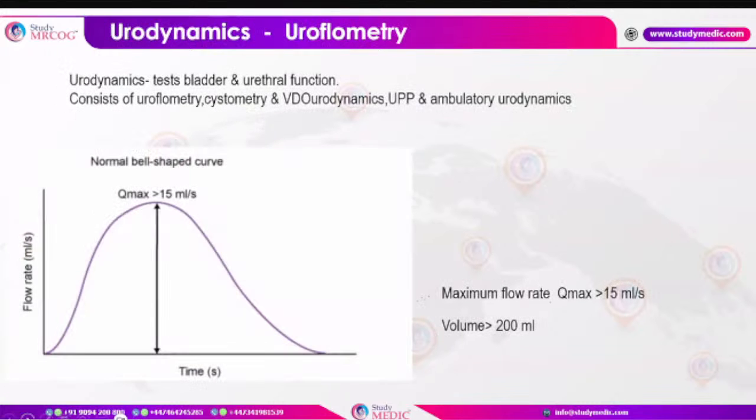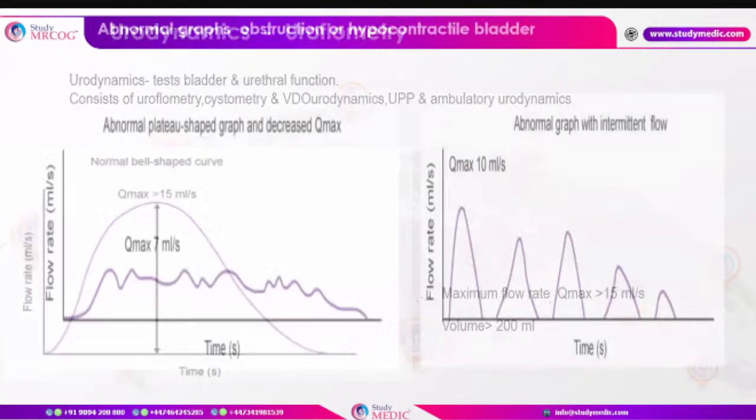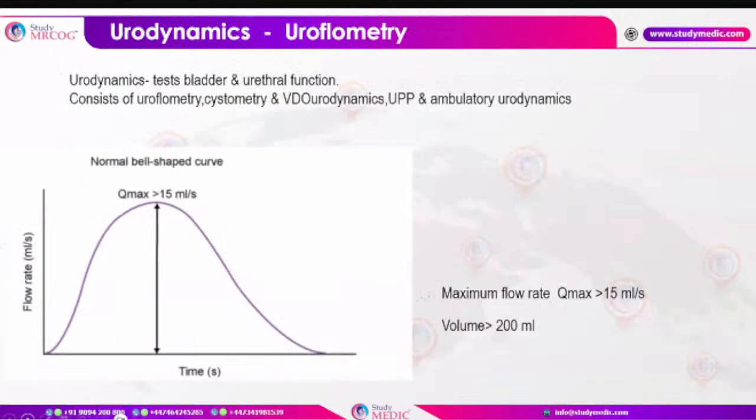Now, urodynamics, basically, you have uroflowmetry, there is cystometry, video urodynamics, urethral pressure profile, and ambulatory urodynamics. Among this, commonly, uroflowmetry and cystometry are the two ones which are done. Okay, they test the bladder function and also urethral function. Now, this is a graph which is showing you uroflowmetry. That means it is showing the voiding pattern of the woman.